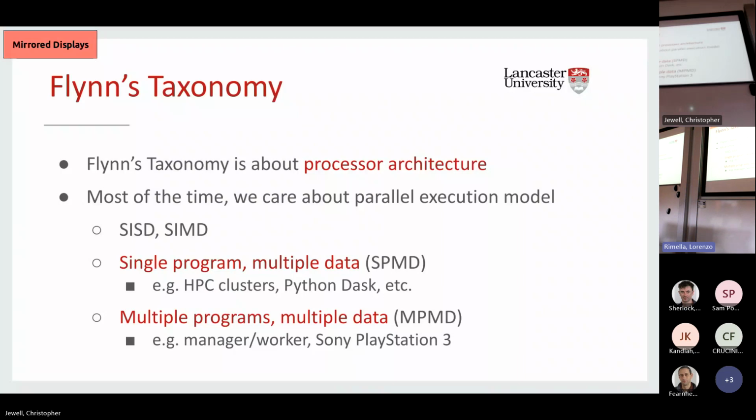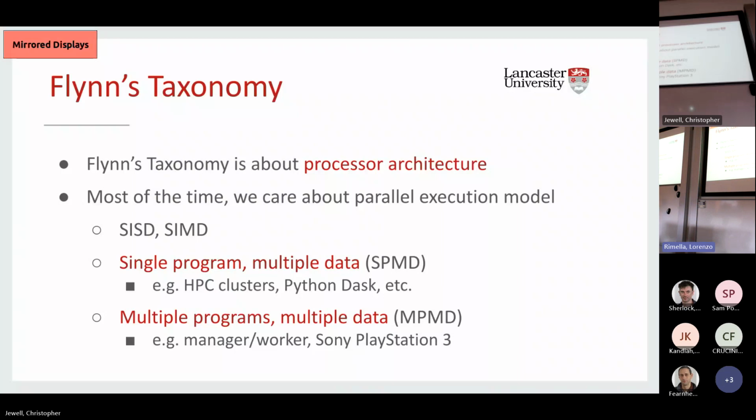Okay. And that crops up all over the place. So not only standard HPC clusters that you might have used, but has anybody used Python Dask? Yeah, one person. Yeah. So big data scientists love Dask. It's an SPMD model for being able to do computation just from a single Python program, which then spawns itself out onto worker nodes.